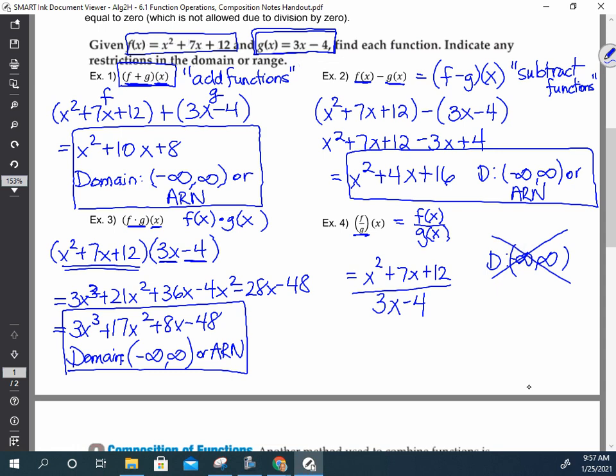If it's a division problem, you have a rule. You cannot divide by 0. So that means we need to figure out what x value is going to make the denominator 0. That's not that difficult to figure out. Take the denominator, set it equal to 0, and solve it out.